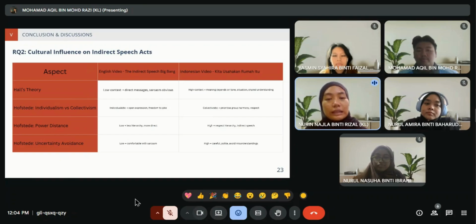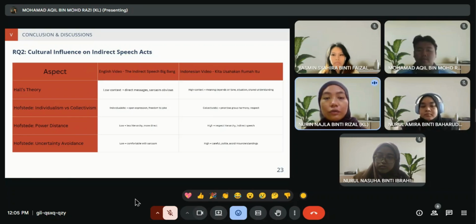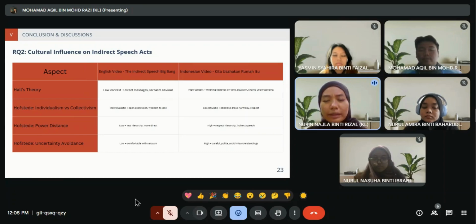Okay, so this slide focuses on research question 2, which is how cultural values influence indirect speech acts. In the English video, we see low context communication, messages are clear and direct, and sarcasm is obvious. According to Hofstede, the culture is individualistic and has low power distance, which means people can speak freely and even joke without worrying about the hierarchy.